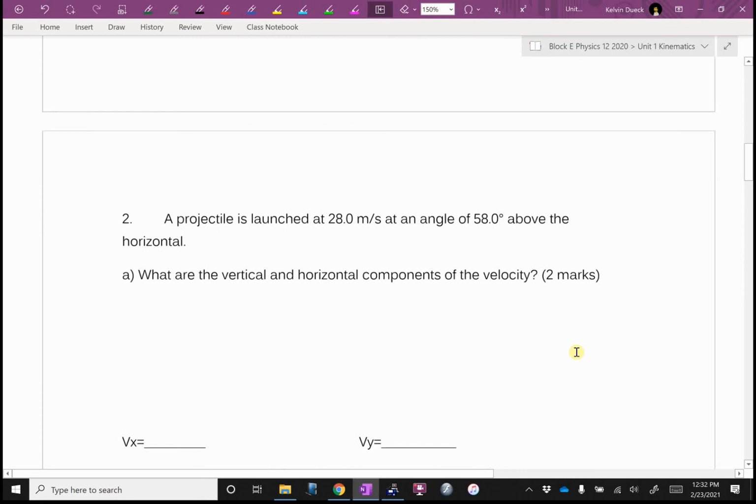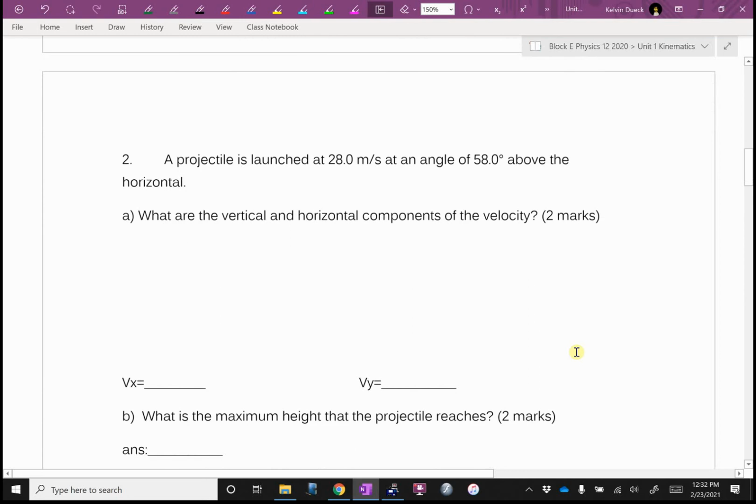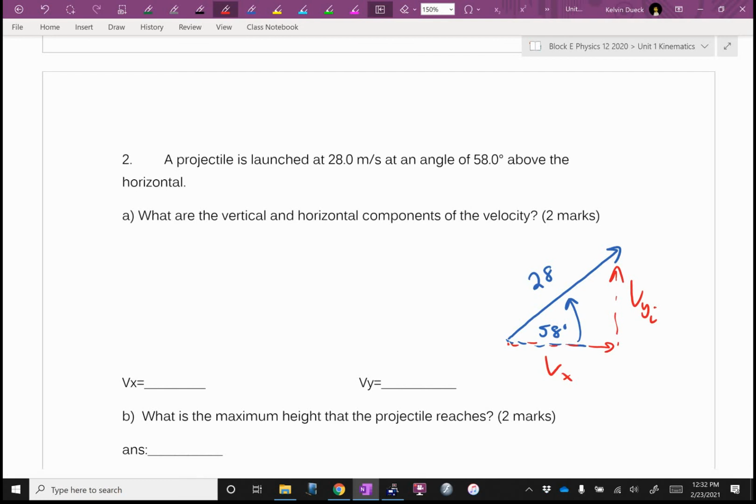Number 2, horizontal and vertical components of the velocity. 58 degrees above the horizontal, 28 meters per second. Vx, Vy initial. I could do the full trig, but does anybody remember what was the memory trick for what Vy was? Which trig function? Jack, which trig function was Vy? Sine.